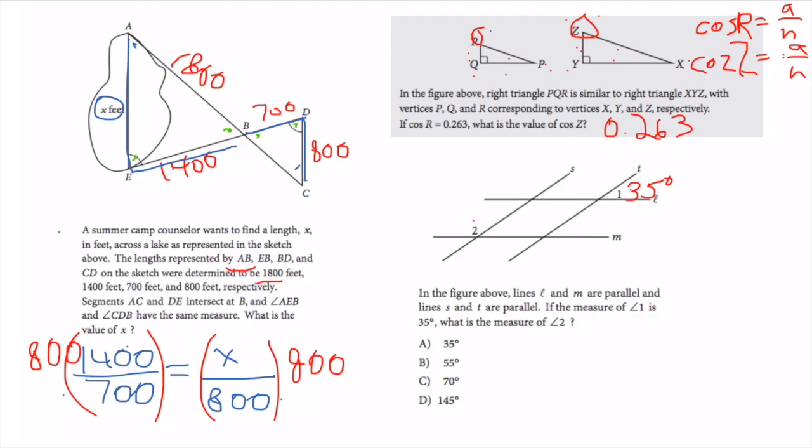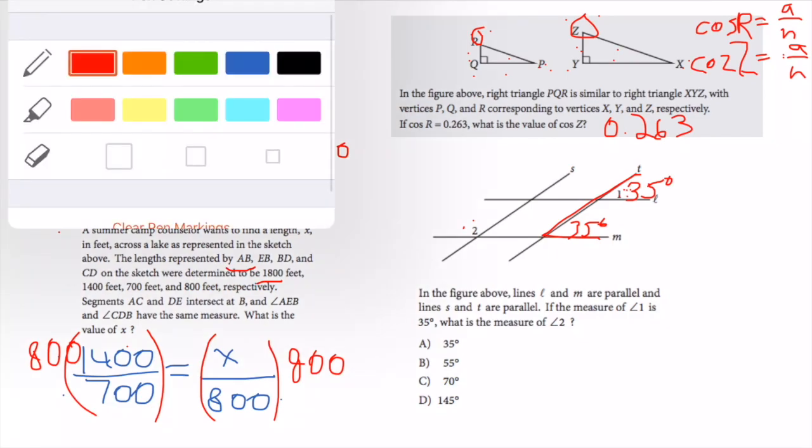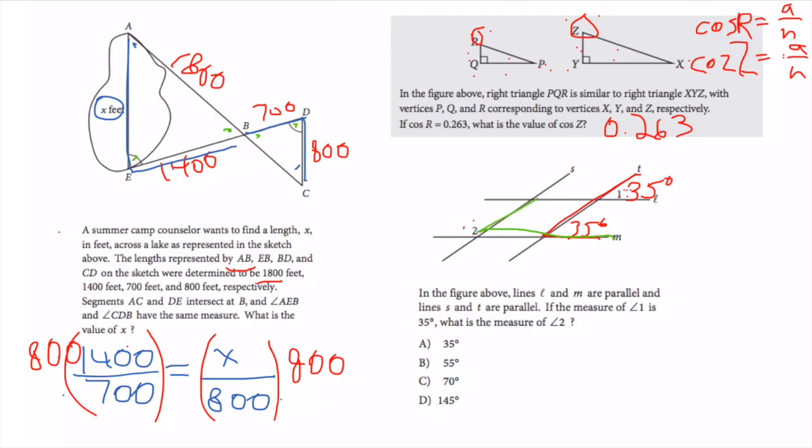You can use Z pattern, F pattern, it doesn't matter what you use. But what we have to do is just somehow relate angle 1 to angle 2. So what I'll do is use 2 F patterns. I'll use 1 F pattern here, so I know this angle must also be 35. And then I'll use another F pattern here, so I know that this angle is also 35.